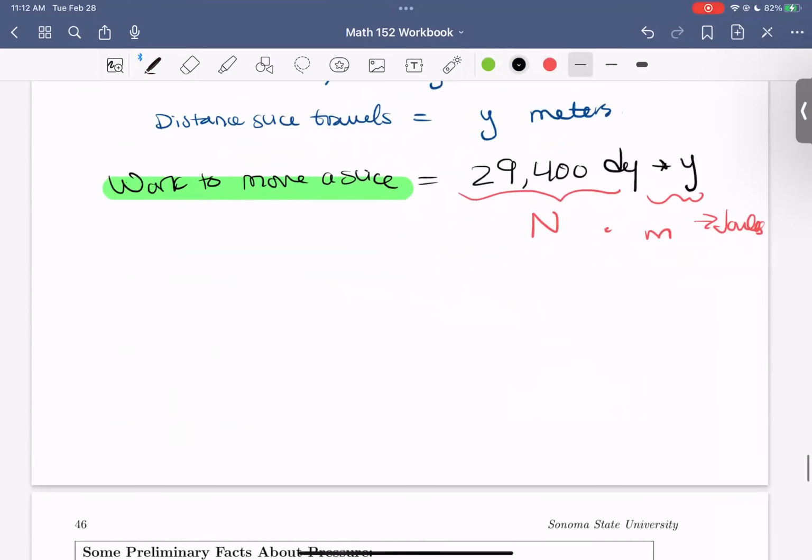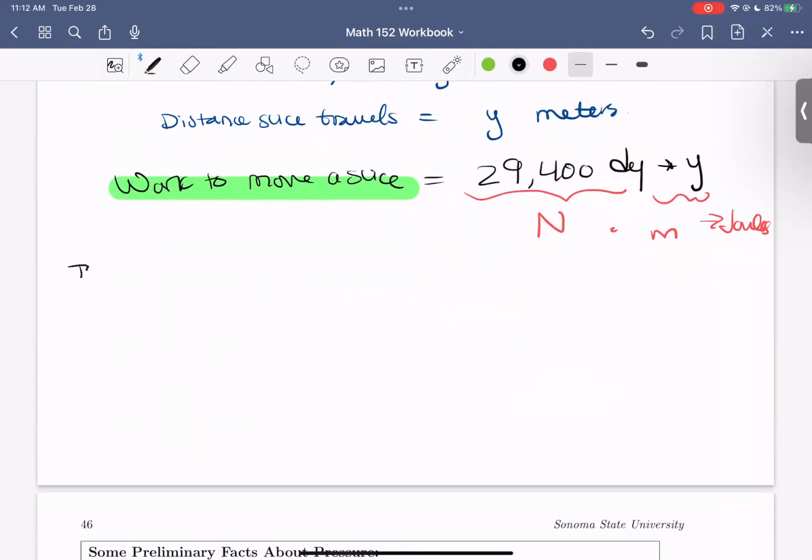So now we can just put that together to compute total work. Total work. So for that, we're going to compute the integral. We're going to add up the work needed to move each of these slices that we're making. So 29,400 y dy.